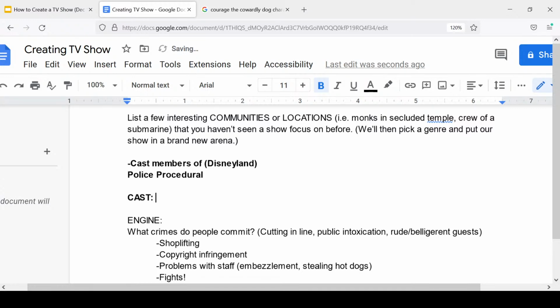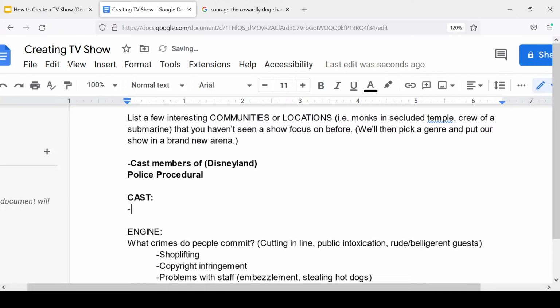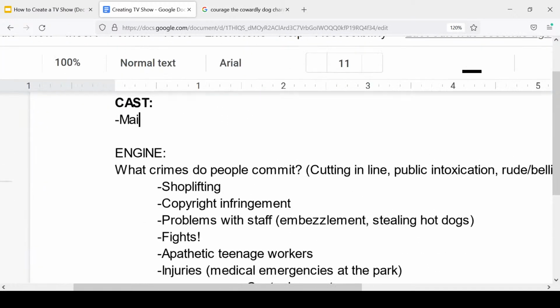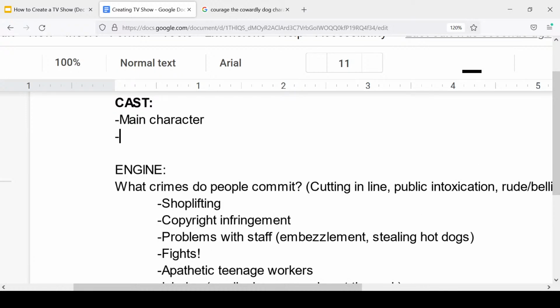So we have some ideas of the conflicts that are going to be coming up in the Disney Police show. How about the cast? So we have a main character, and most shows are going to have a central character, even if there's a big ensemble. We mentioned Michael is pretty much the main character of The Office, though in some episodes Jim is such a consistent B story that we might almost call him a co-protagonist. We have our main character.